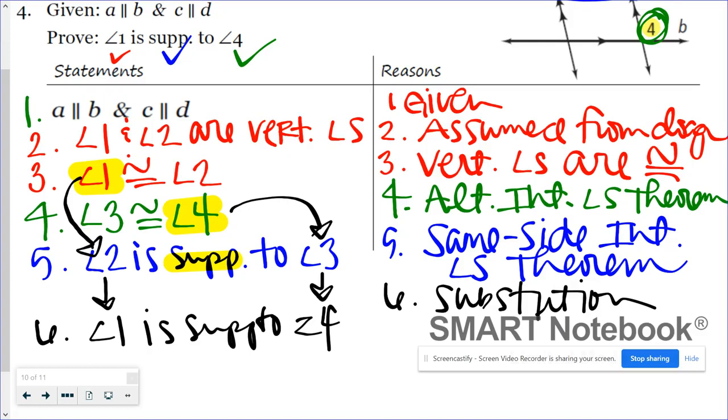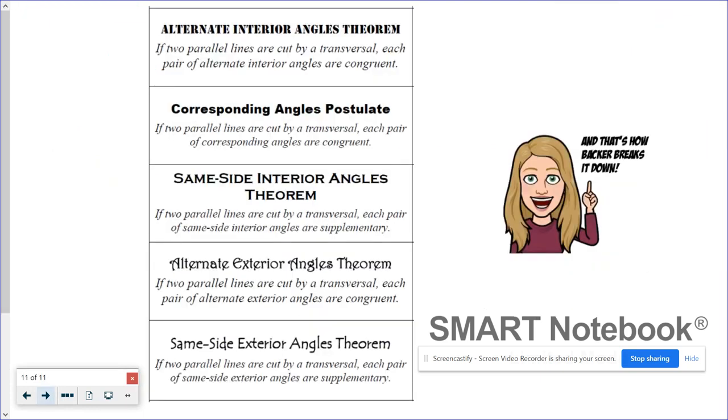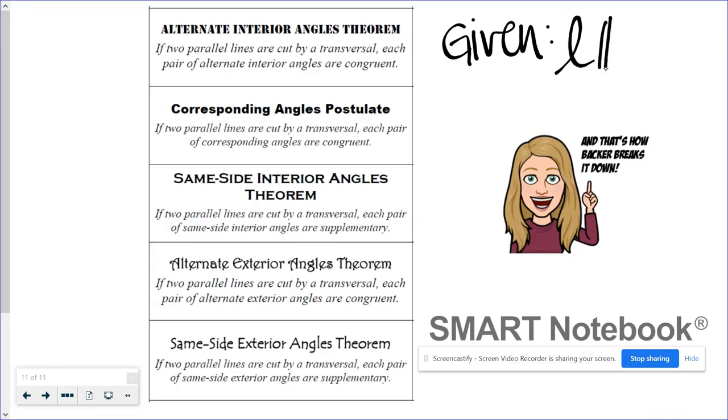So that's how proofs and parallel lines are all connected. We have these 5 theorems and postulates that are on your reasons sheet that we can use anytime that we're given parallel lines. So you have to be given line L is parallel to line M, or however they're naming them, right? But if you're given parallel lines, you can use any of these theorems and postulates that apply to the situation, okay?